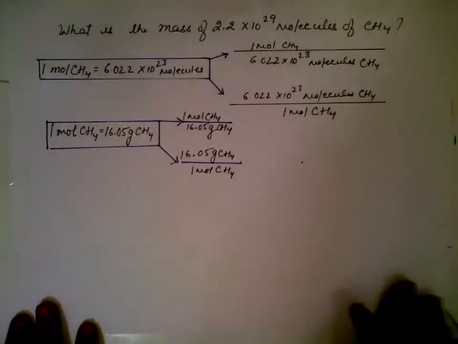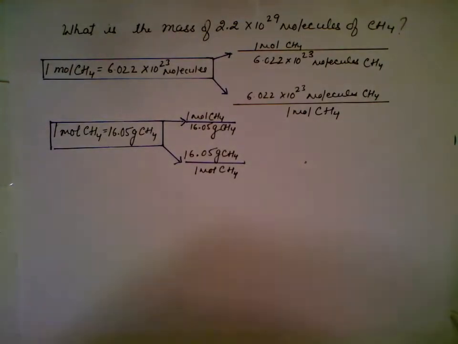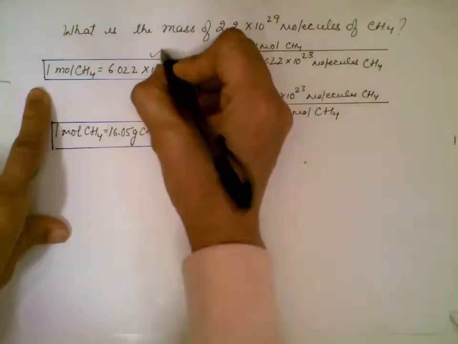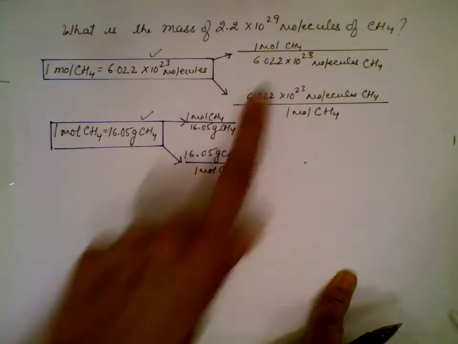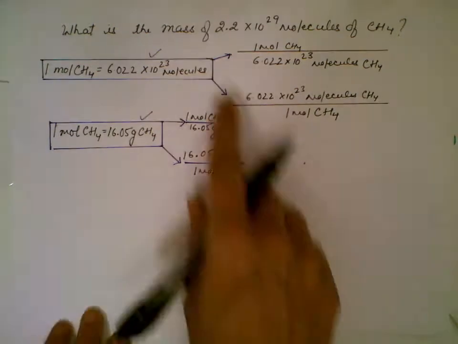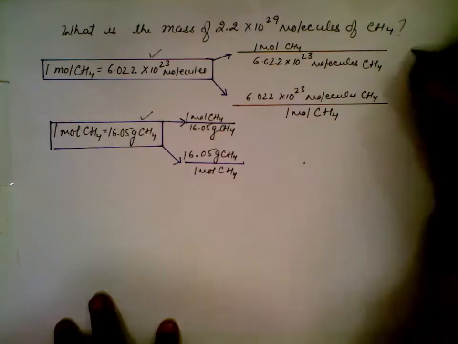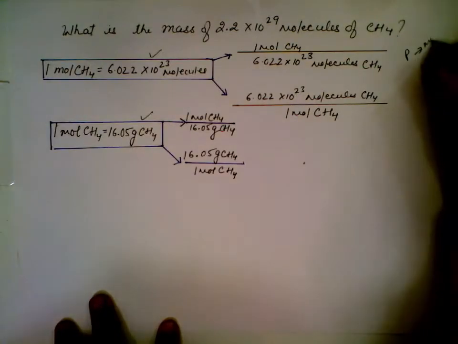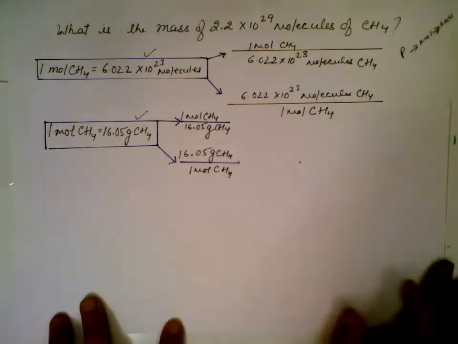What is the mass of 2.2 times 10 to power 29 molecules of methane? So this one, correct, because this is coming from the definition. These are the fractions. Again, you're going to decide which fraction you're going to use. Now, since you're finding the mass, and what are you given? You're given the particles. So you're going from particles to moles to mass.